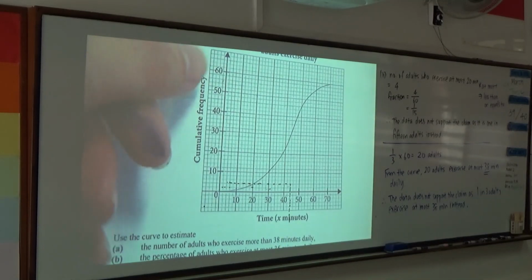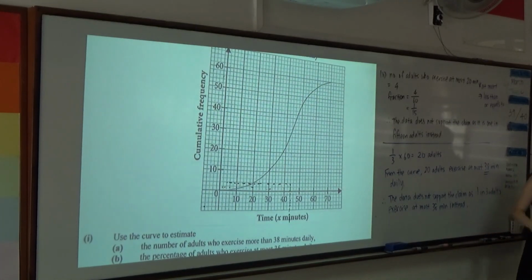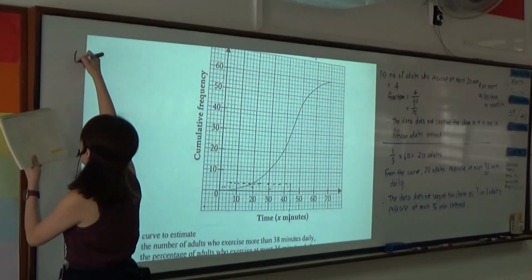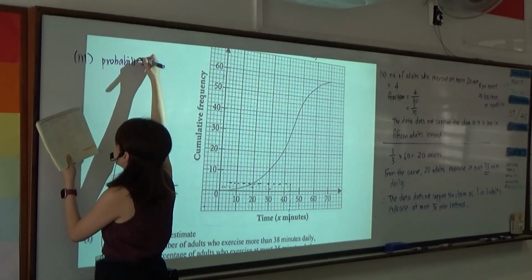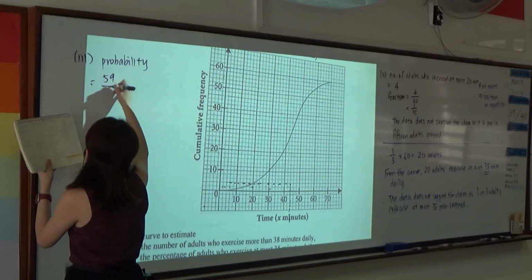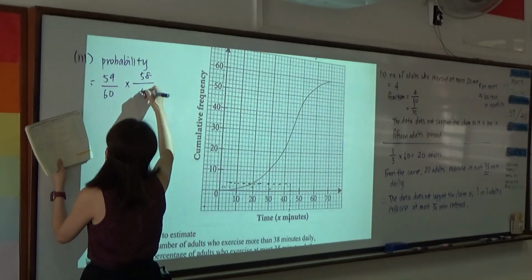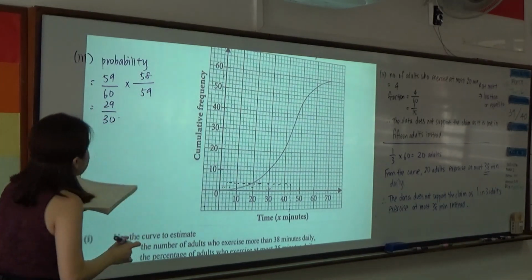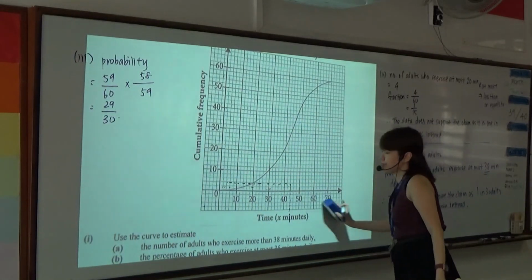That is for the first adult that you are choosing. Then for the next adult, you have to deduct 1 from that number. Hence, in part 3, the probability would be 59 over 60 times, the second pick will be 58 over 59, and that is 29 over 30. So that's how we calculate the probability for part 3.